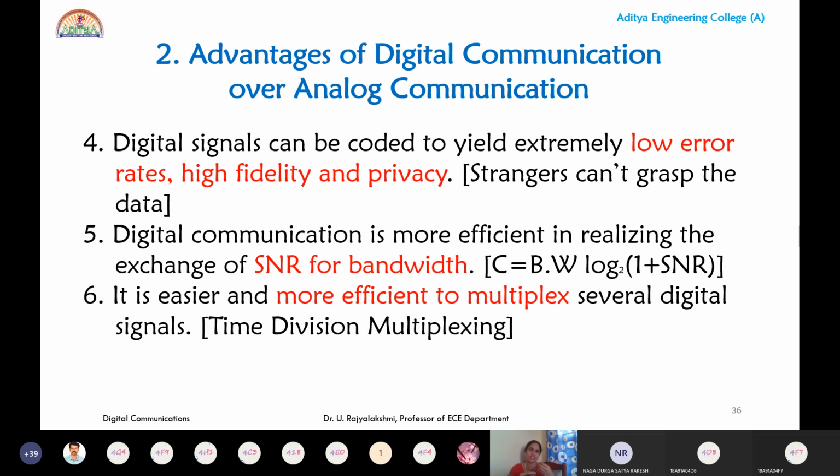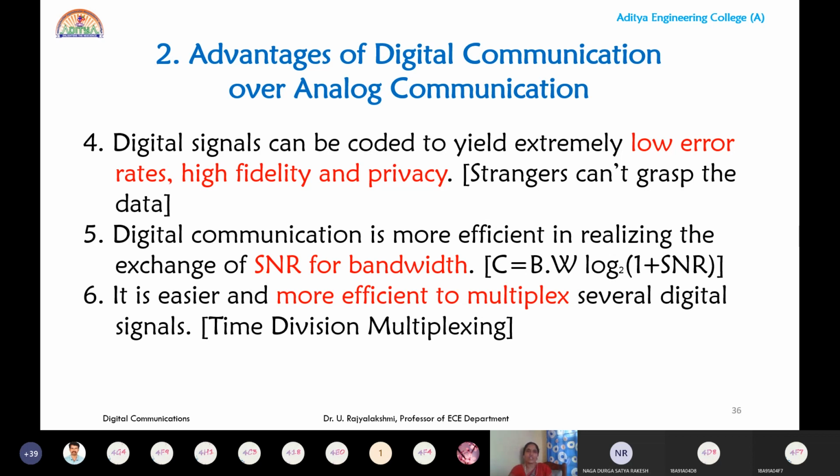So instead of remembering all these advantages, always keep in mind that the additional elements in the communication system are the source encoder and channel encoder in the transmitter, next regenerative repeaters in the channel, and the channel decoder and source decoder in the receiver section. Remember these five terms, and you can easily write down all the advantages. So the fourth one is low error rates, high fidelity, and good privacy.